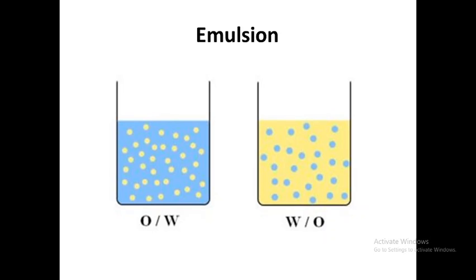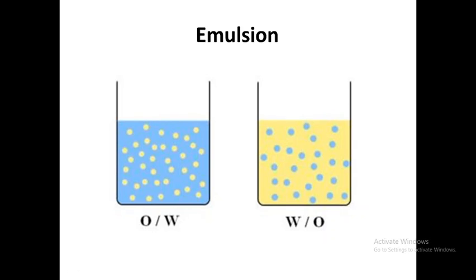Oil in water and water in oil are the two popular and common types of emulsion. In the oil in water type of emulsion, here you can see the oil globules are dispersed in aqueous dispersion medium. In the second, the water in oil type of emulsion, the water globules are dispersed in the oily dispersion medium, that is non-aqueous dispersion medium.